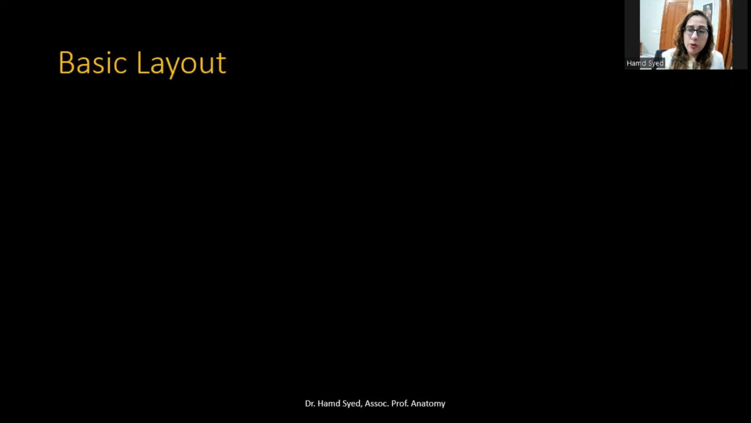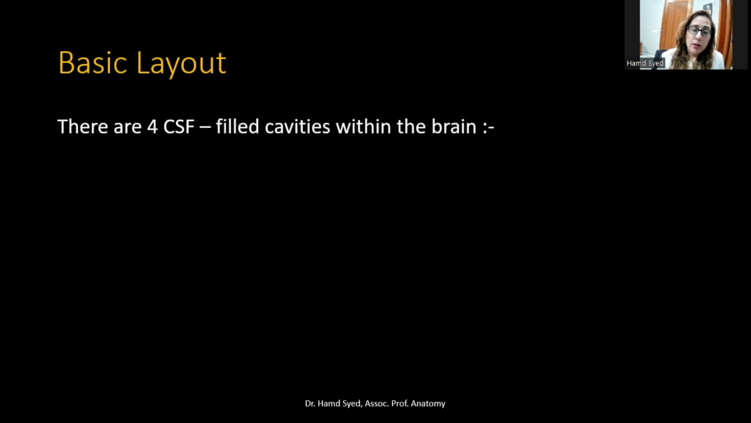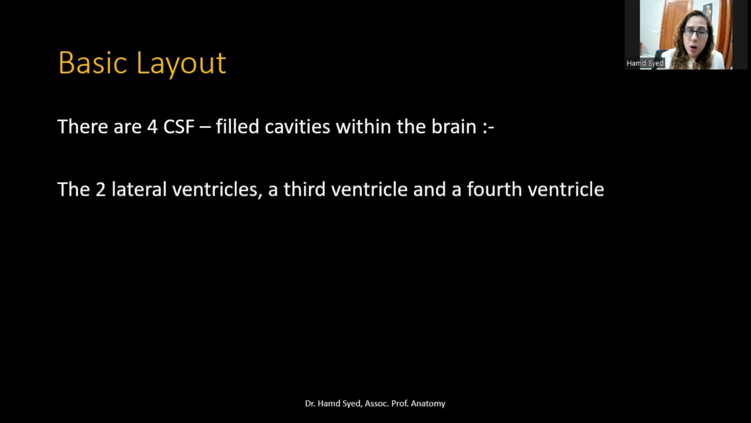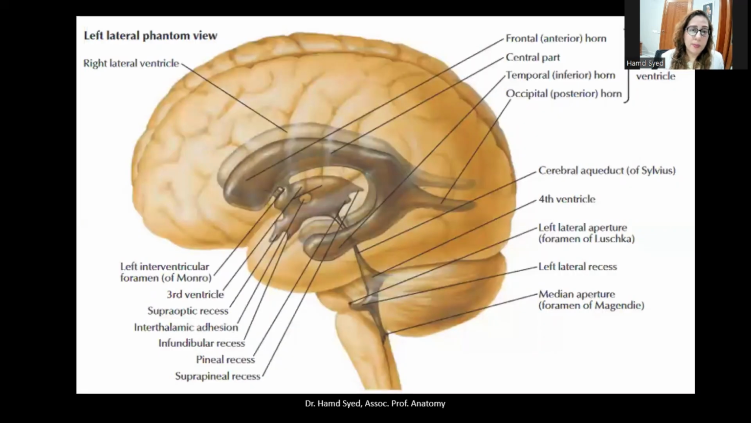Okay, so let's start with today's topic. What is the basic layout of the ventricular system? Well, there are 4 CSF-filled cavities lying within the brain, and out of these, 2 are the lateral ventricles. One is known as the third ventricle, and then there is the fourth ventricle. Also, remember, there is a small terminal ventricle which is present in the spinal cord.